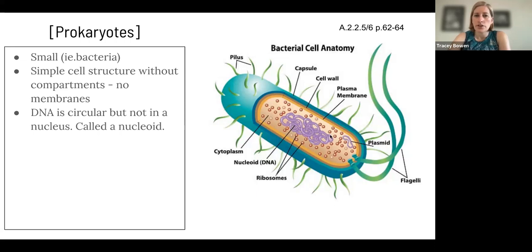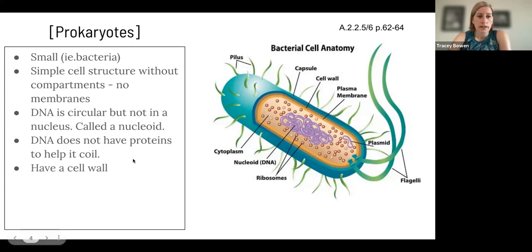DNA here is circular, but it's not in a nucleus because it doesn't have those inner cell membranes. And so this blob of DNA is called a nucleoid. DNA does not have proteins to help it coil. Usually for eukaryotic cells, they're going to have proteins that are going to help the DNA to coil, and that allows it to separate properly when the cells are reproducing.